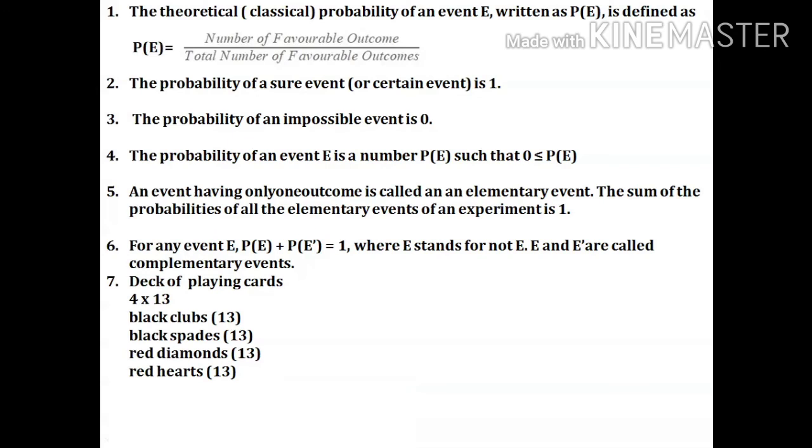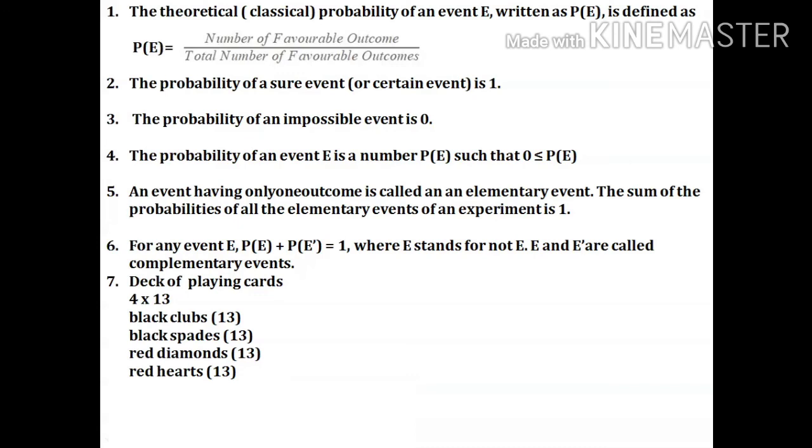For an event E, P of E plus P of E dash is equal to 1, where E dash stands for not E. That is, if you take the example of tossing a coin, if the chance of heads is 50%, what is the chance of tails? It's also 50%. So not falling heads is also 50%. E and E dash are called complementary events. If head is there, you can say that tail will not turn up. That means the complementary events are head and tails like that.